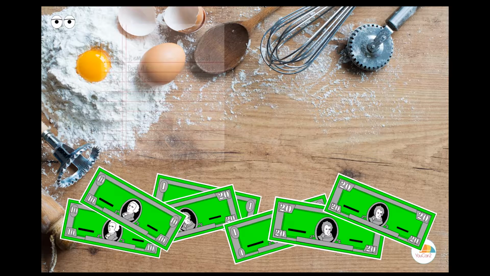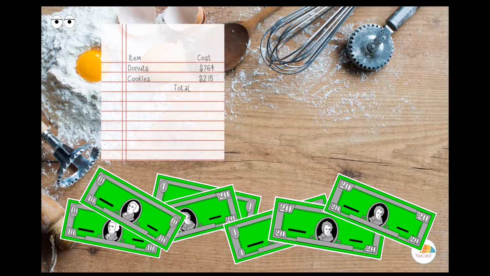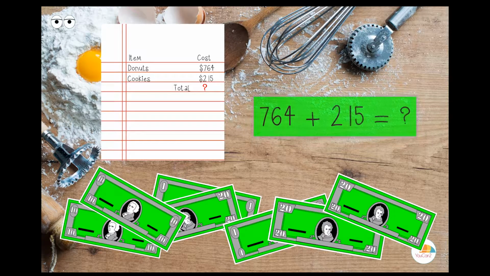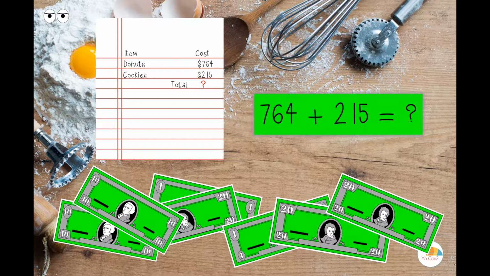So somebody bought $764 worth of donuts for a big party they're going to have, and then they spent another $215 on cookies, and now you've got to figure out their bill, and they're waiting for you right now. I'm going to show you a strategy. It's called the open number line. It'll help you do the math fast.